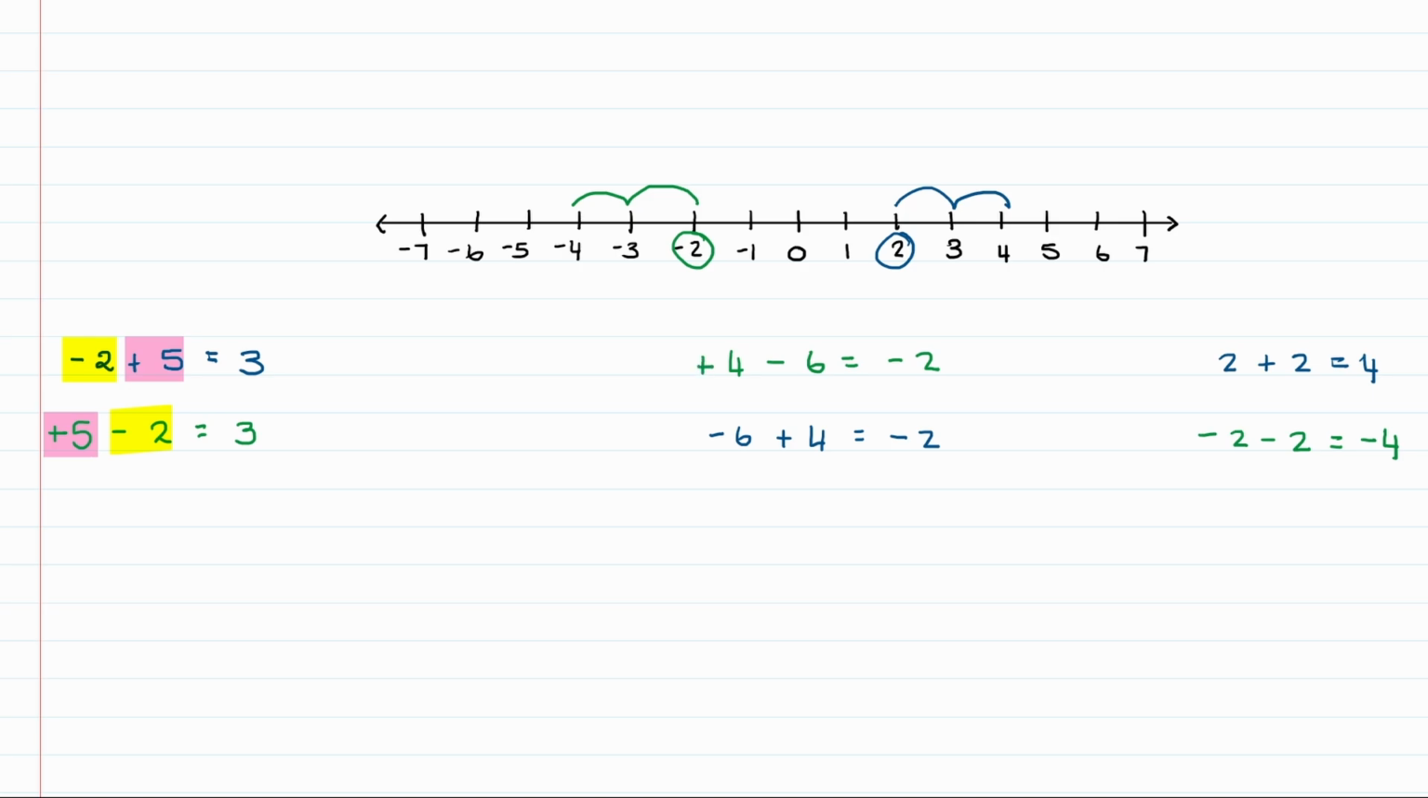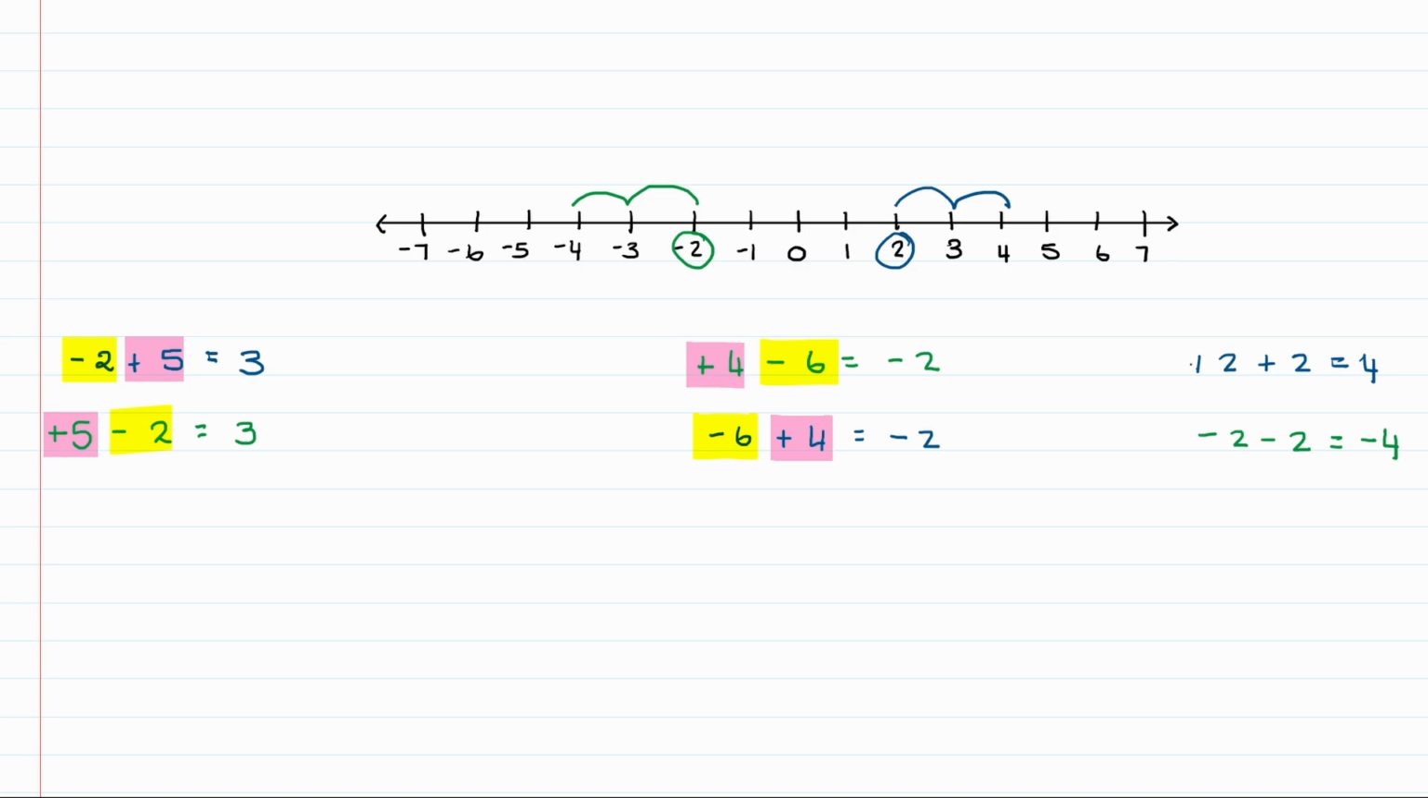Moving on, in my next question, I have a 4, which we now know is positive because there's no sign in front of it, followed by a negative 6. Then in the next question, I have negative 6 followed by positive 4. Again, you can see that I've just swapped around their order, which is why they both gave me negative 2 as an answer.